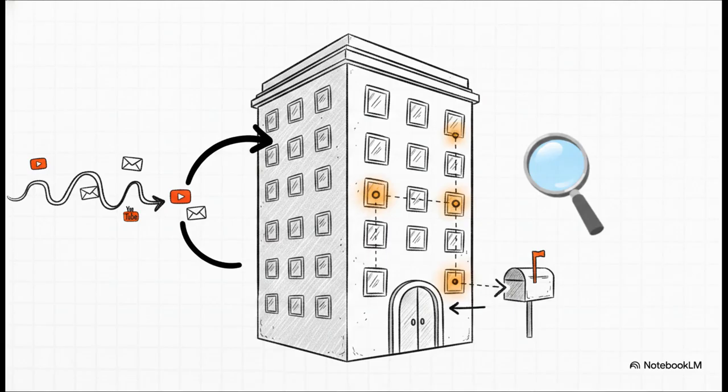Okay, let's expand our blueprint. Your computer only has one IP address, one physical building address. But think about what you do every day. You might be watching a YouTube video, checking your email, and playing an online game all at the exact same time. How on earth does your computer sort all these incoming envelopes and know which one goes to which app?